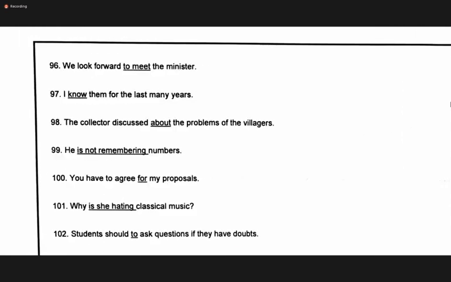Next, 96. We look forward to meet the minister. Meeting. Yes, we look forward to meeting the minister. Remember, here to is a preposition, so meeting, not to meet. We look forward to is the expression. After forward to, we have a noun phrase. So write meeting the minister.